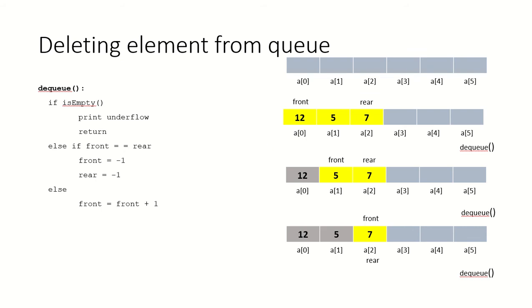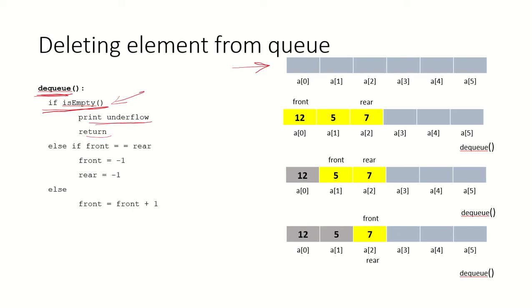How can we delete elements from a queue? Deletion of an element from a queue is also referred to as the dequeue operation. If we have to delete elements from the queue, the first and foremost thing that we need to check is whether the queue is empty or not. If the queue is empty, that means there are no more elements which can be deleted from the queue. In this case, we print an underflow message to the user and return from there.